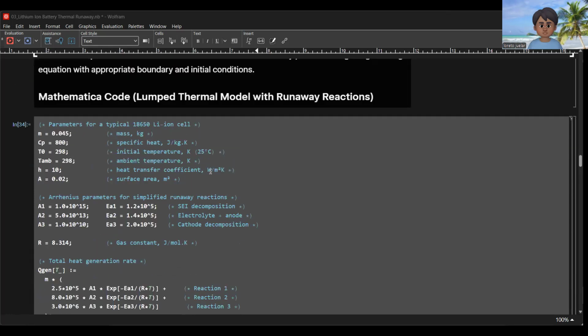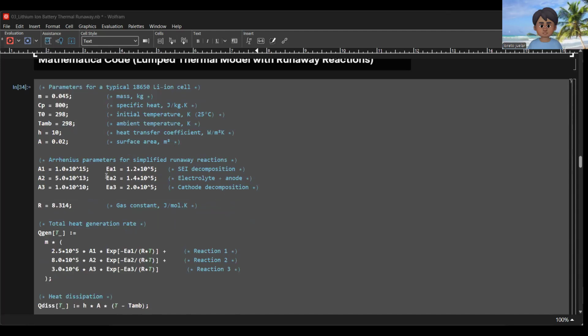So we have the given mass here, 0.045. The specific heat capacity is 800. The initial temperature is 295 Kelvin. The ambient temperature is 298. And our h here is 10. The area here is 0.02, the surface area. And we have the Arrhenius parameters for simplified runaway reactions. So A sub 1 is 1.0 times 10 to the 15, A sub 2 here is 5 times 10 to the 13, A sub 3 here is 1.0 times 10 to the 13.